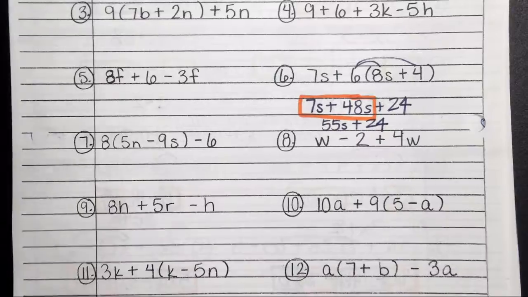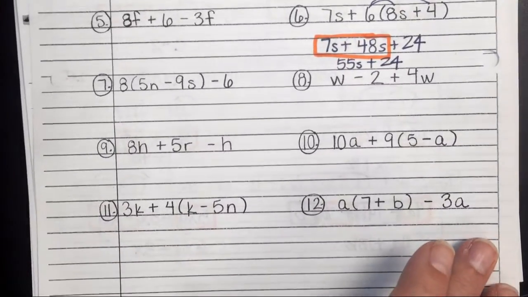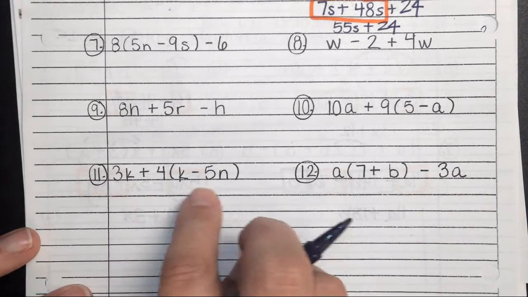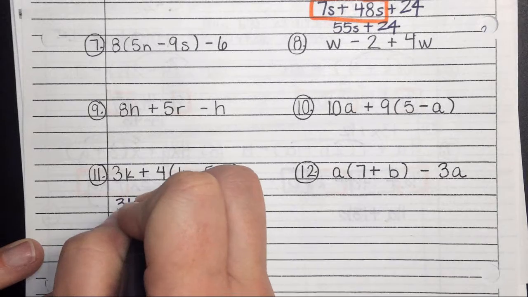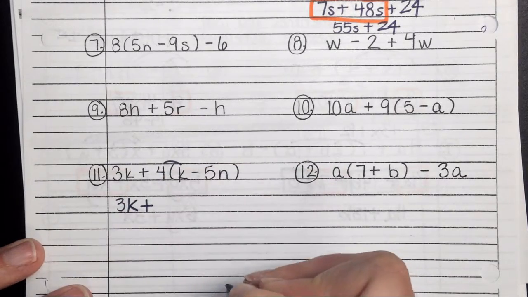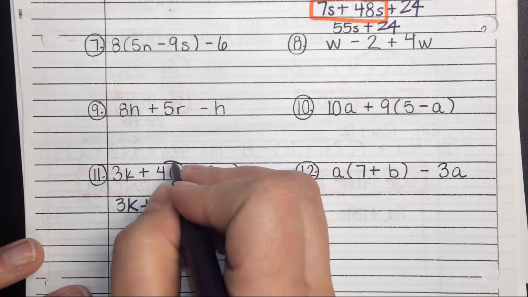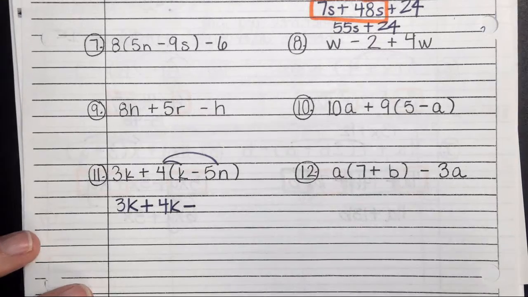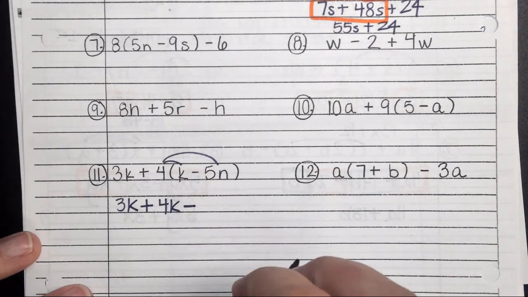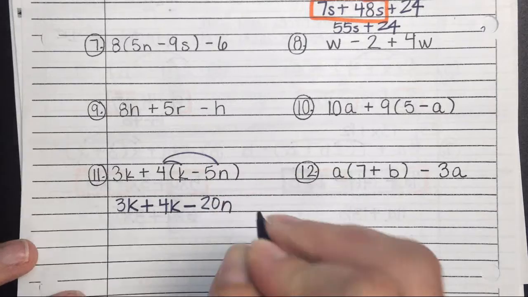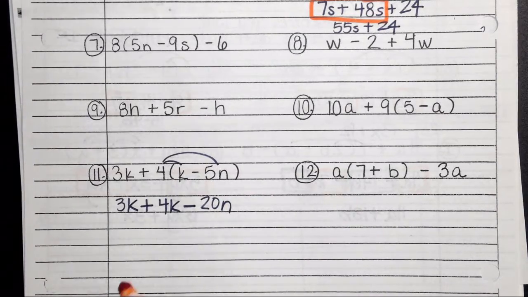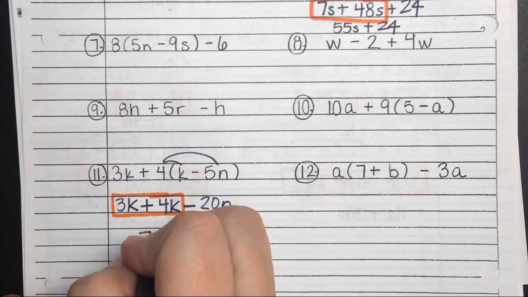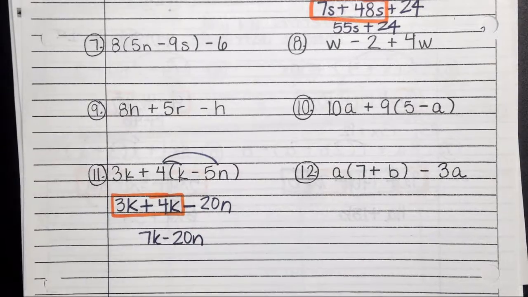Let's do one more. Let's look down at number 11. Okay? What about the 3K? Nothing to do with our distributive property, so we're just going to bring it down. Plus, what's 4 times K? 4K. All right, now look, there's a subtraction sign there, so I'm going to bring down the subtraction sign. What is 4 times 5n? 20n. Anything I can combine? 3K plus 4K, and that gives me 7K minus 20n. And you would leave it at that.